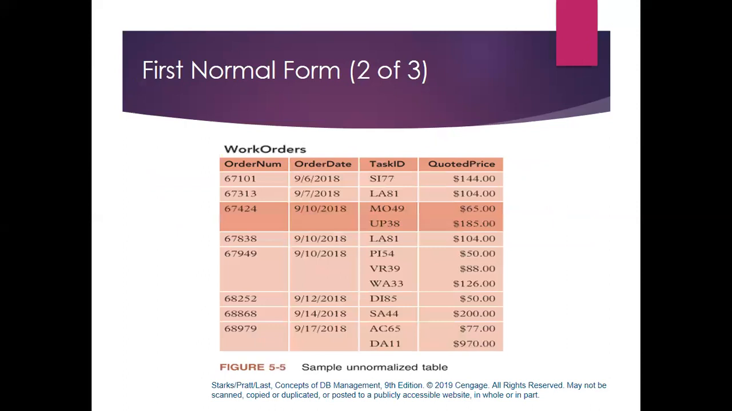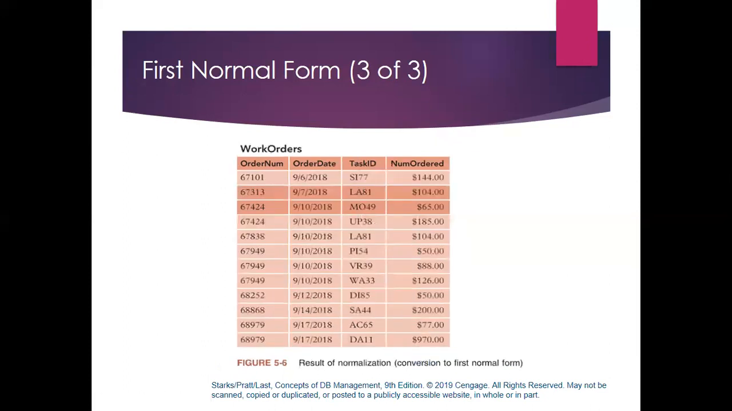This picture here depicts a sample of an unnormalized table having repeated groups or multiple entries for a single record. If you look at the record for order number 67949, there are 1, 2, 3 different task IDs within the record. So this is an instance of repeated groups within a record. Likewise, for the quoted price, there are 3 values within this particular record. Once the table has been normalized, we now have a new table without repeating groups.